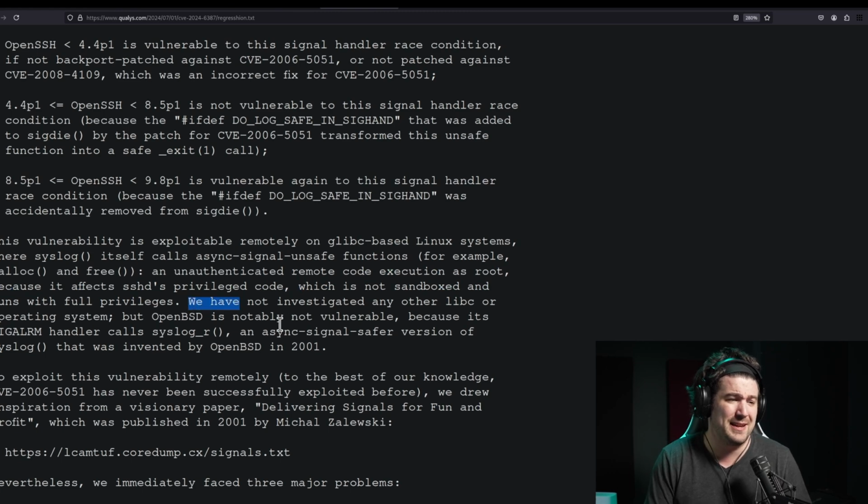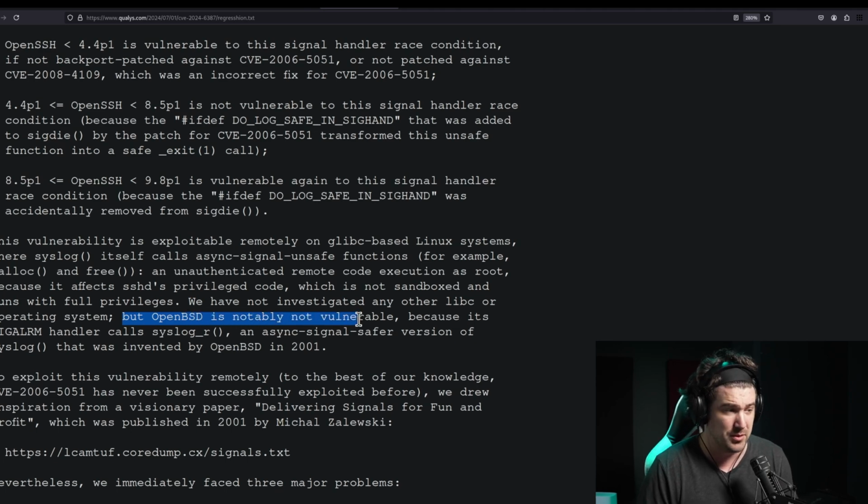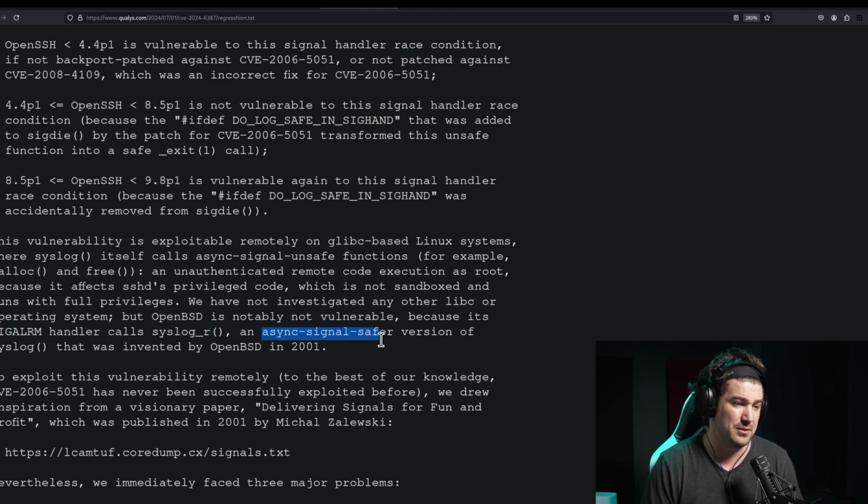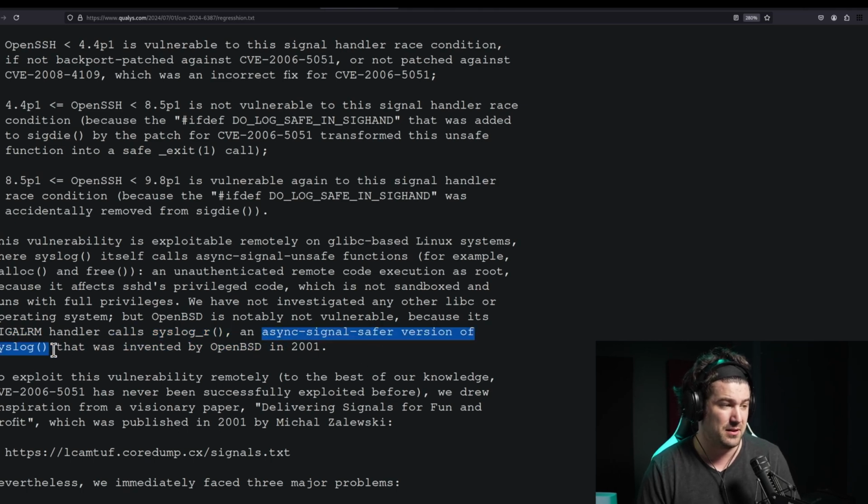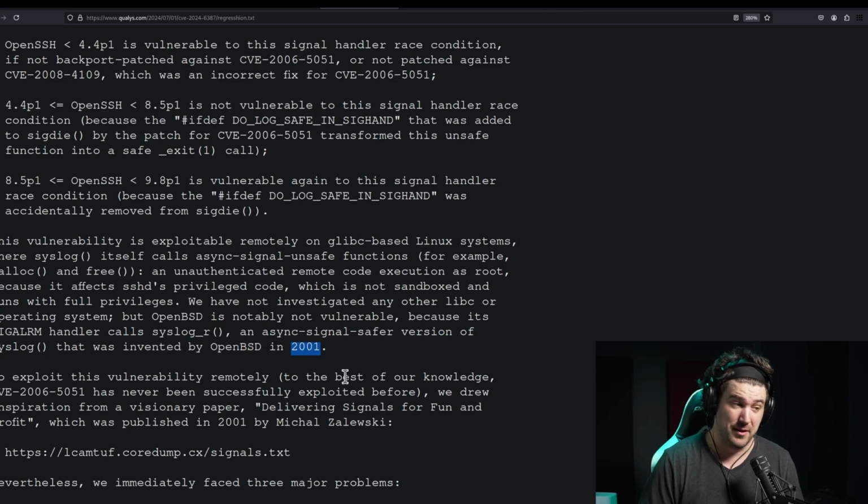We have not investigated any other libc or operating system, but OpenBSD is notably not vulnerable because its SIGALRM handler calls syslog_r, an async signal safer version of syslog that was invented by OpenBSD in 2001. There you go. That's very interesting.